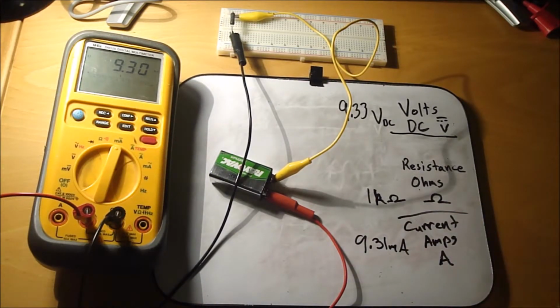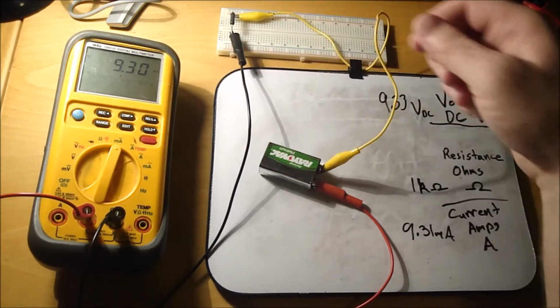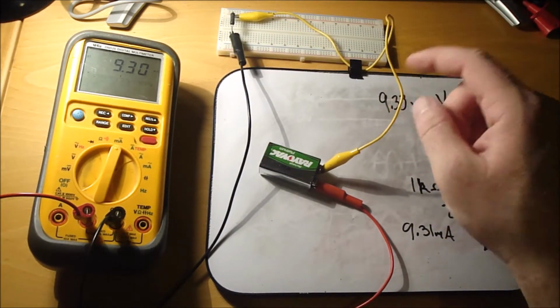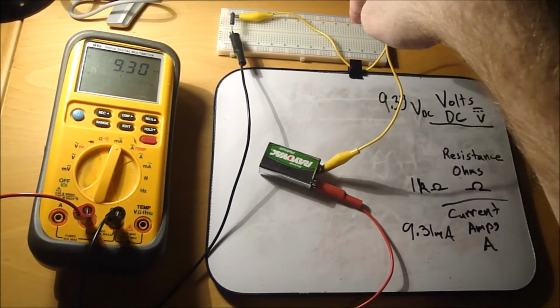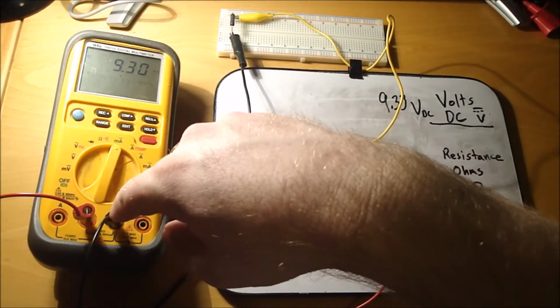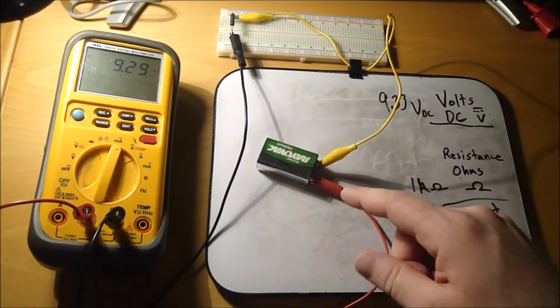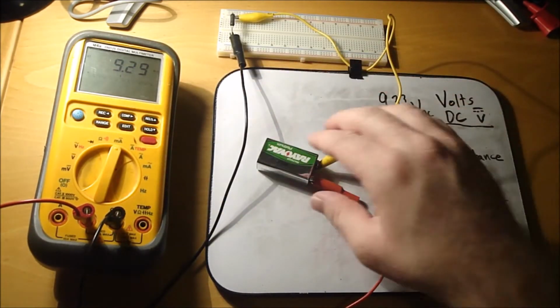So we just completed a circuit there with a resistor. So we're going through this jumper into the resistor, out of the resistor, into the meter, out of the meter, and then back to the battery. So it's making a complete loop here.